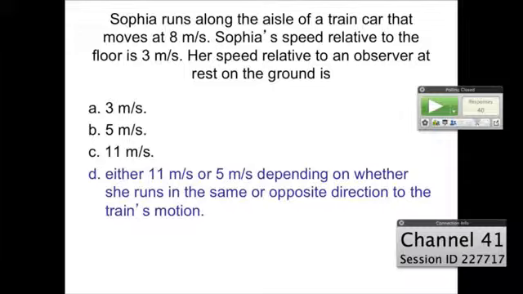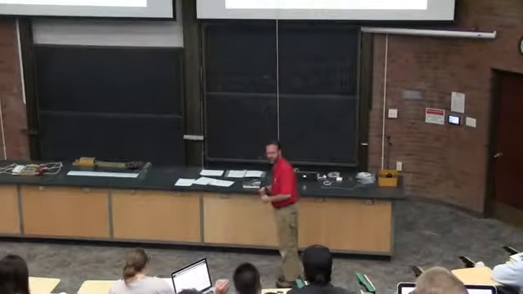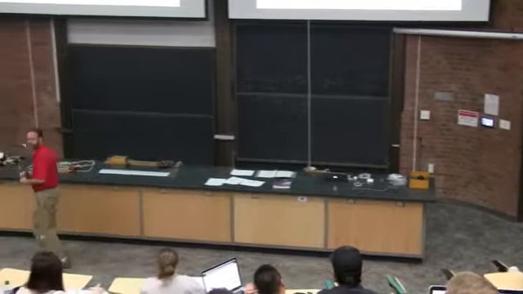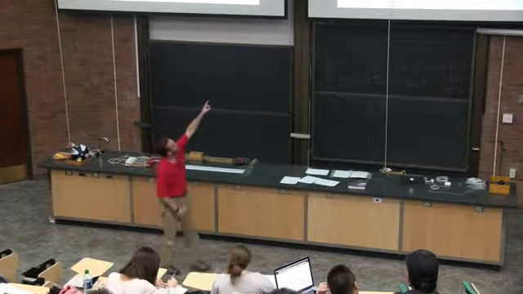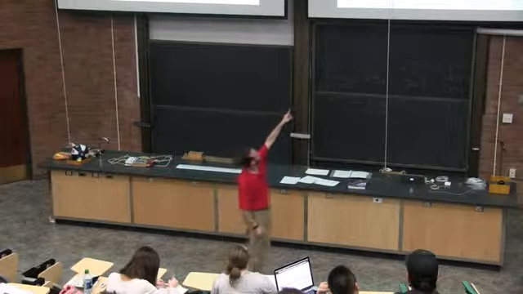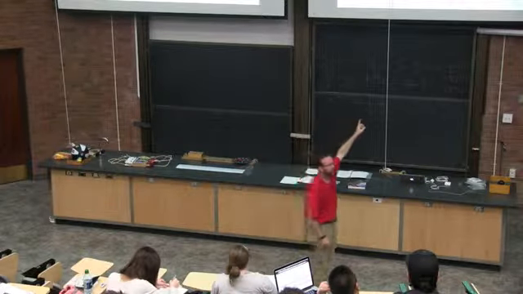This is a vector thing. There's more than one vector happening. So they're either going to add together or subtract together. So you guys are at rest on the ground, and the train's moving along at 8 meters per second. If I'm the train. Now pretend like I'm Sophia on the train. The train's going that fast, but I'm going 3 meters per second relative to the train. Sophia runs along the aisle of a train car. So she's inside.